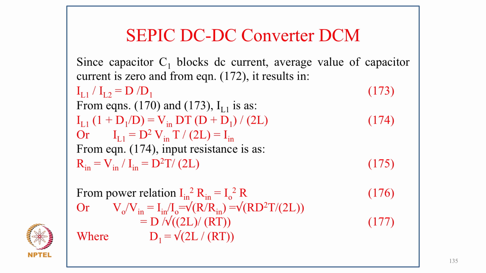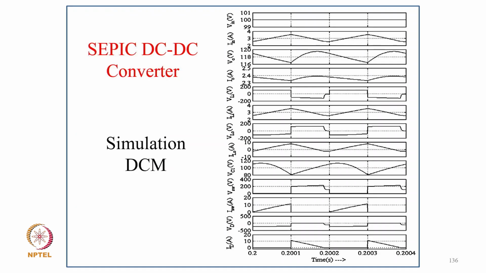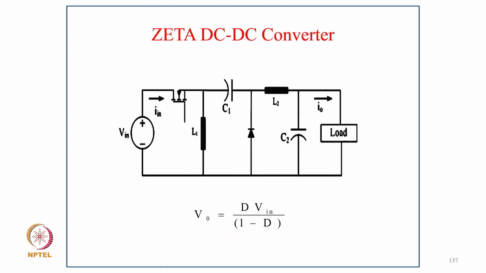D square T upon 2L, and from power relation Iin square Rin equal to IO square R, and Vin upon Iin equal to Iin upon I0 under root R upon Rin equal to under root R D square T divided by 2L equal to D under root in bracket 2L divided by RT, or D1 equal to under root 2L divided by RT. So the waveform in DCM of this SEPIC converter, where the output inductor is made to operate in discontinuous mode, you can see here.